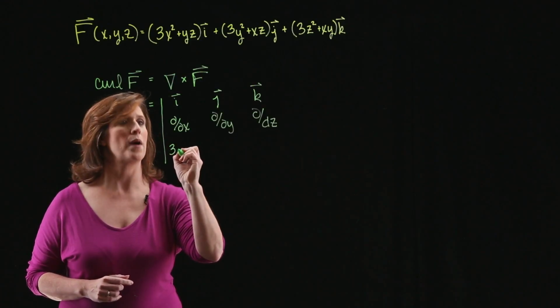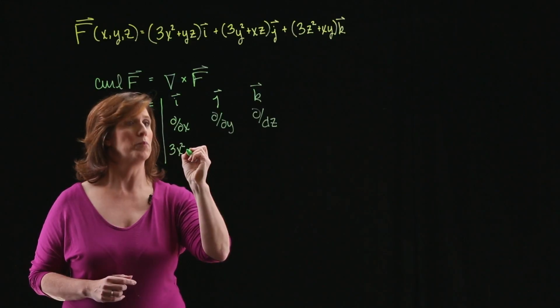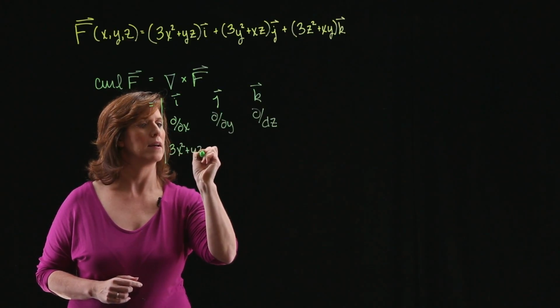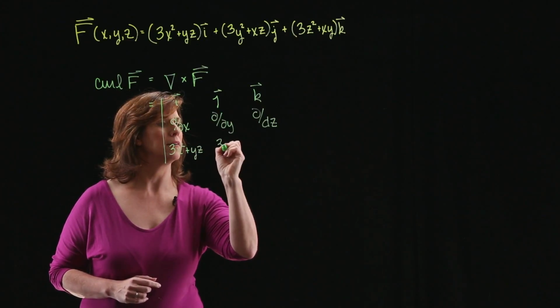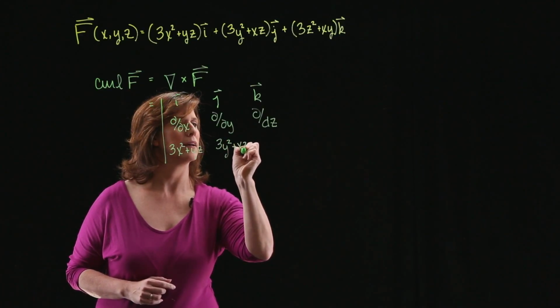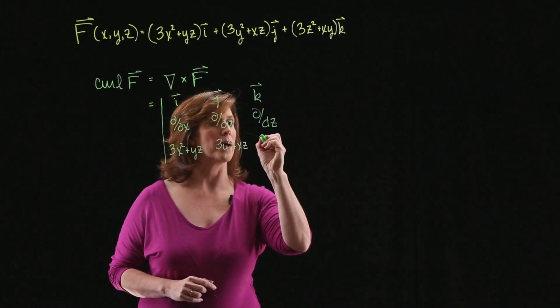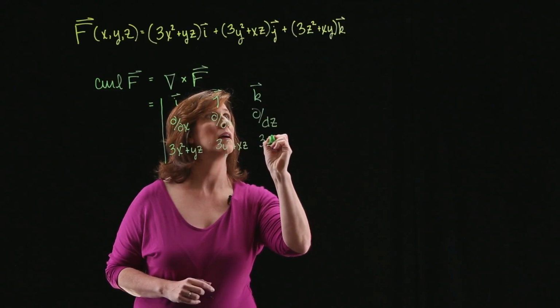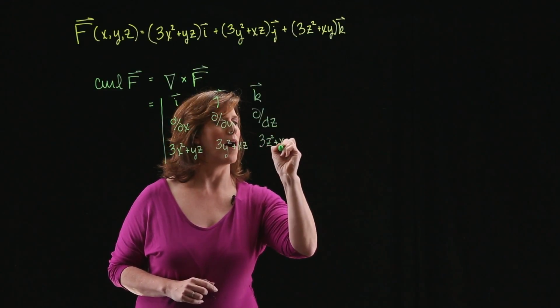So 3x squared plus yz, 3y squared plus xz, and 3z squared plus xy.